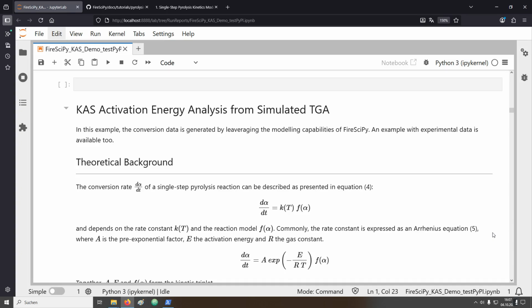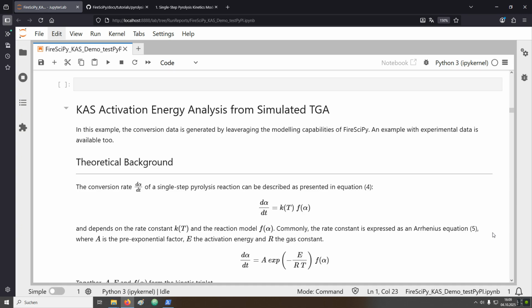Welcome. In this video I would like to demonstrate how the activation energy can be determined from conversion data. This video is focused on the usage of the Akahira Sunose method, KAS method for short. The conversion data here will be generated by employing the pyrolysis modeling capabilities from FireSciPy. In a later video I will discuss how to use data from thermogravimetric experiments instead of data from the model.